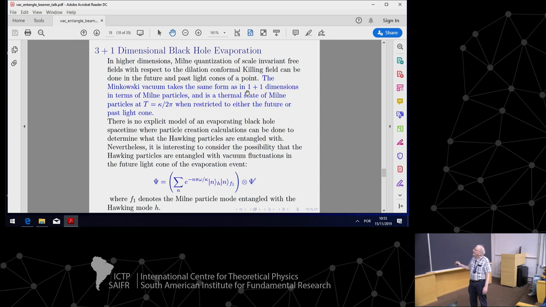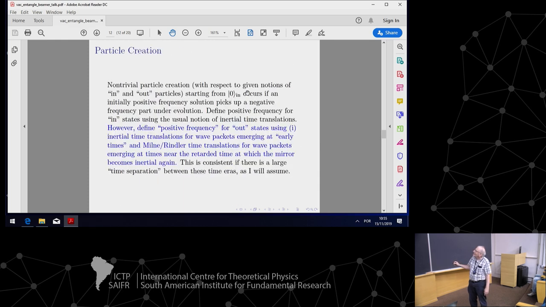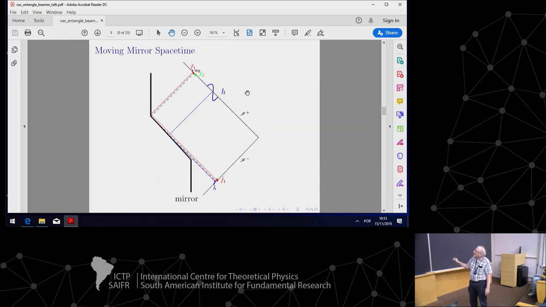The problem is that, going back to my mirror picture, there isn't any analog in the black hole case of letting the mirror glide and having the stuff come out over an extremely extended time period. So there isn't any plausible analog of this.